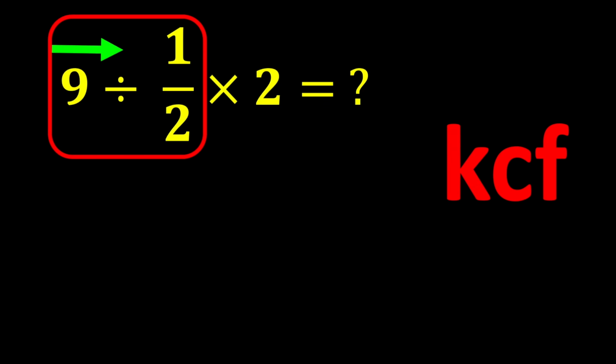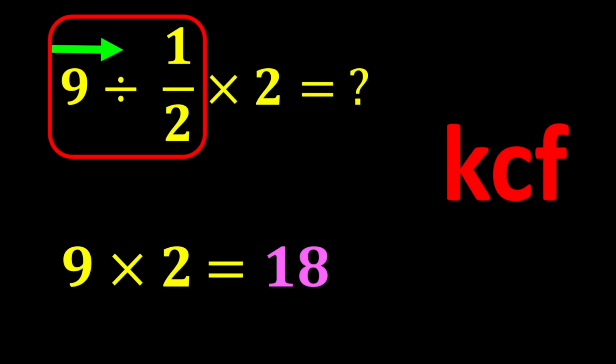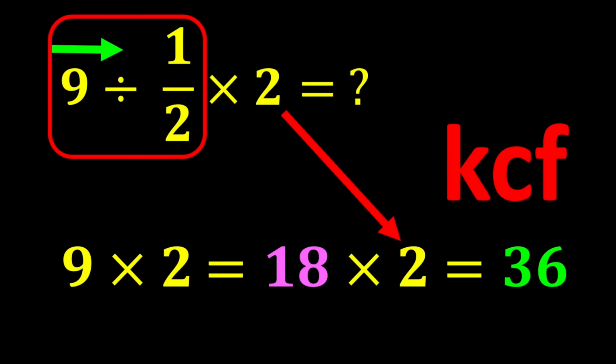the second number. According to the KCF rule, we keep 9 as it is, division changes to multiplication, and we flip 1 over 2. 9 multiplied by 2 gives us 18. In the end, we must calculate 18 multiplied by 2, which gives us the final answer of 36.